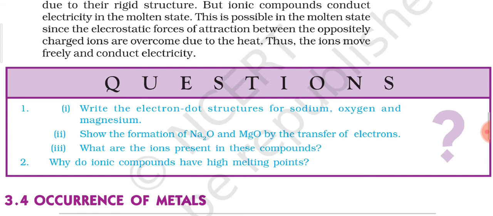If you have to write the answer very briefly, in 1 line for 1 mark only, then you can write: because of the very strong electrostatic force of attraction acting between oppositely charged ions. But if you have to explain this answer for 3 marks, then you also need to mention the rest of the points I discussed. So to overcome the strong force of attraction between oppositely charged ions, a large amount of heat energy is required, and that is why the melting point of ionic compounds becomes very high.